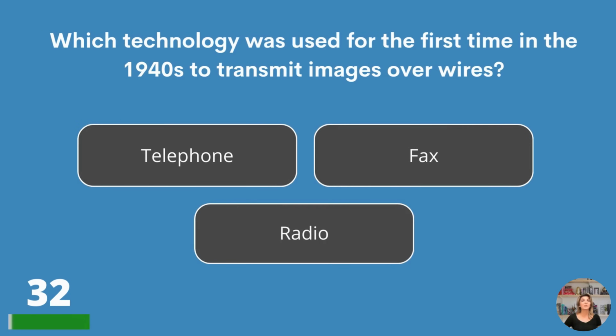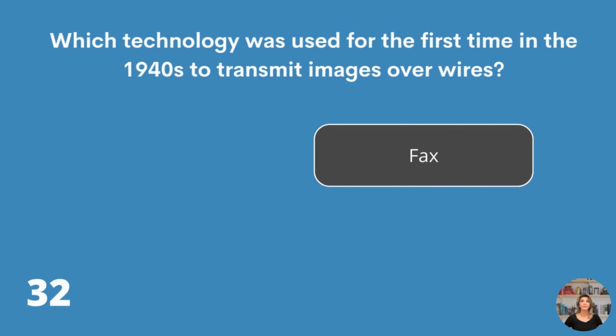Which technology was used for the first time in the 1940s to transmit images over wires? Telephone, fax, or radio? Fax.